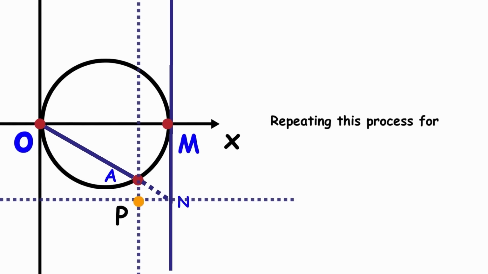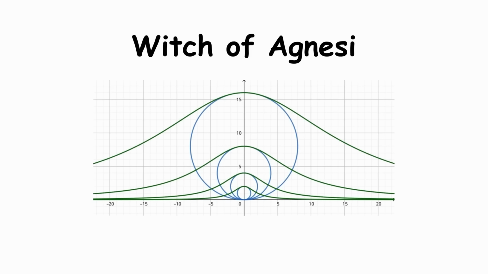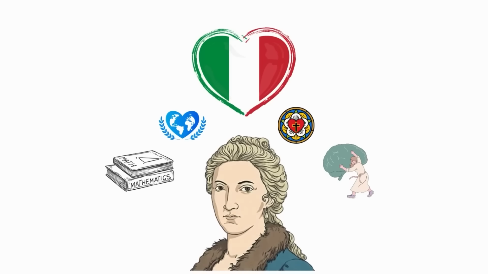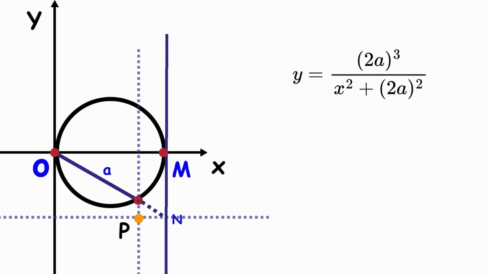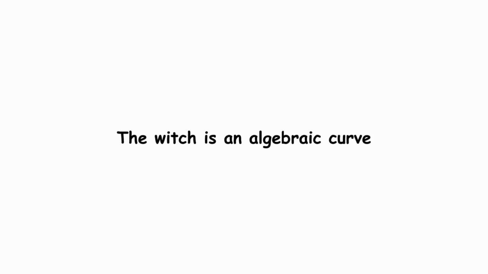Repeating this process for every possible choice of A on our circle, we get a curve known as the Witch of Agnesi. It is named after Italian mathematician, philosopher, theologian, and humanitarian Maria Gaetana Agnesi. If we call the radius of our circle a, then we can write this equation for the witch. Which can be rewritten as this. As this is equivalent to a polynomial equation, the witch is an algebraic curve.